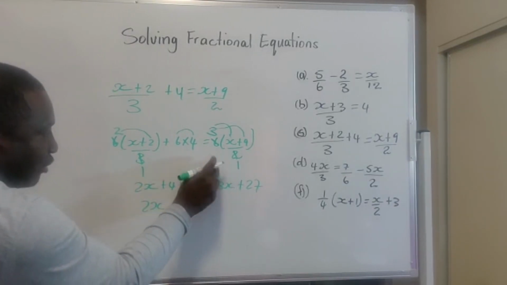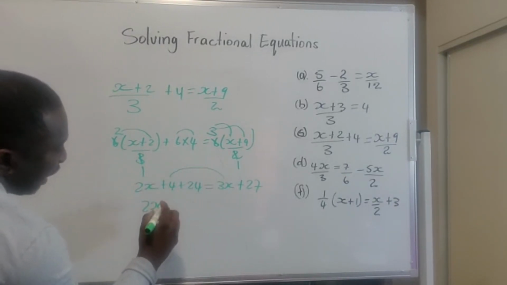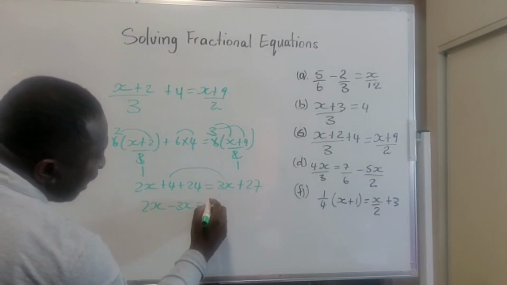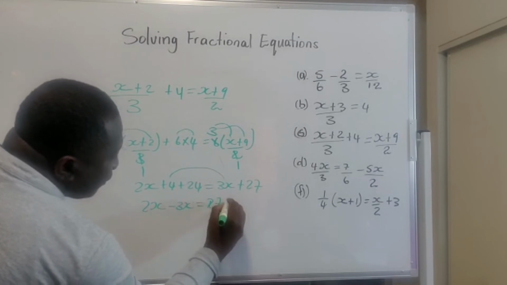Now we can group our data. 2x, bring over my 3x. I'm going to bring this on this side, making it negative 3x is equal to, maintain my positive 27.